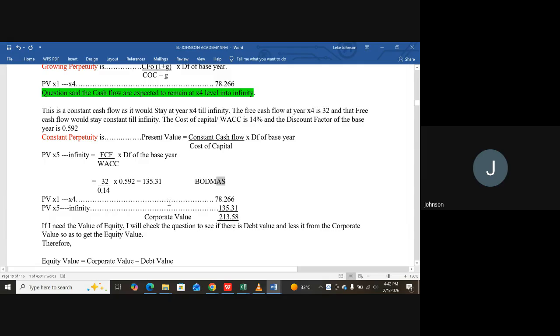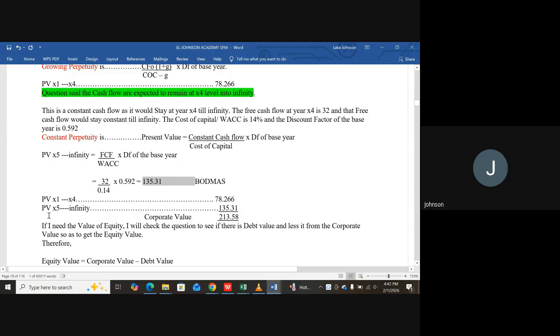So we come here to BODMAS. Do we divide first or do we multiply first? Anyone you do, you get your answer. You can try it. So let's say 32 divided by 0.14, whatever you get, multiply by 0.592, you are going to get your answer. So that is how to treat perpetuity.